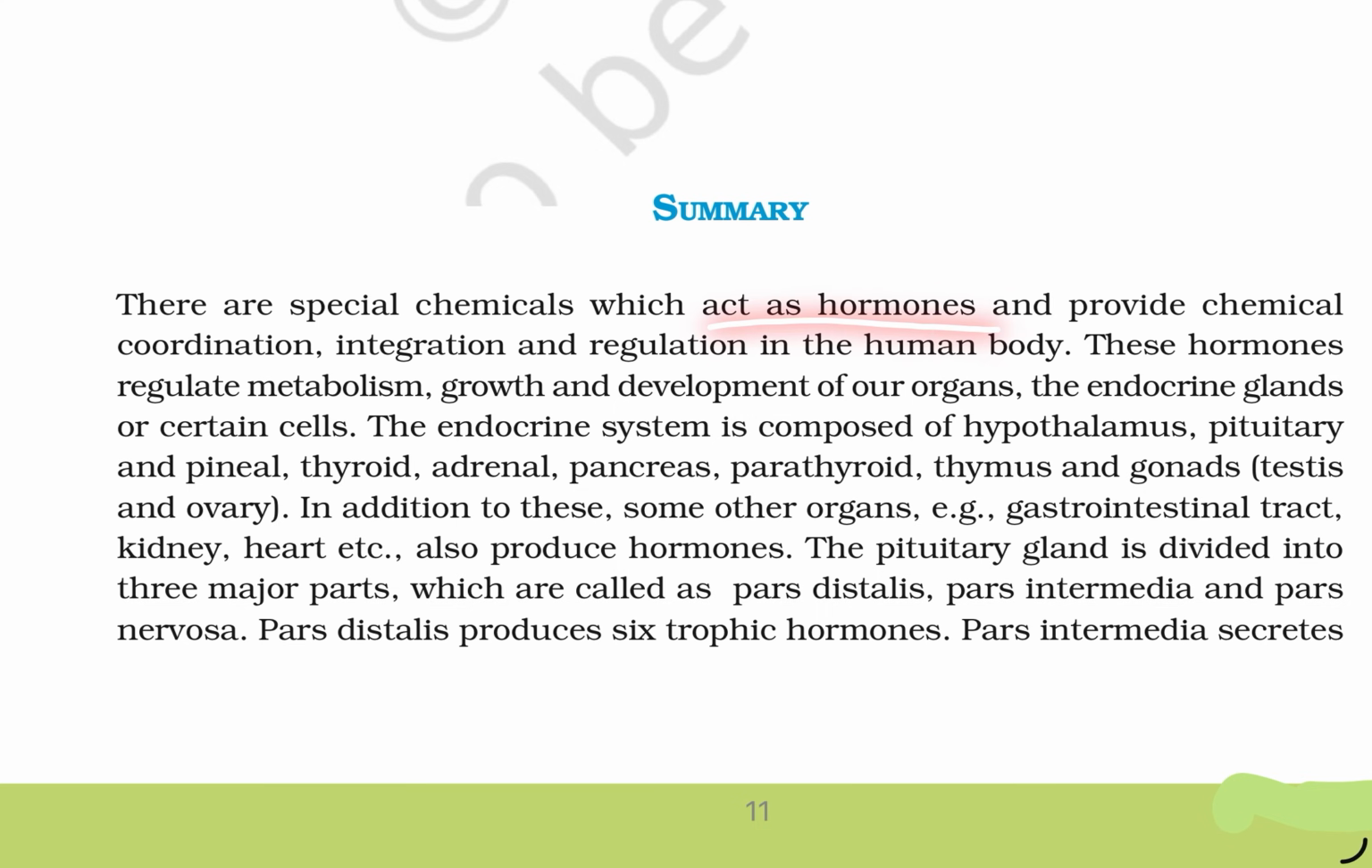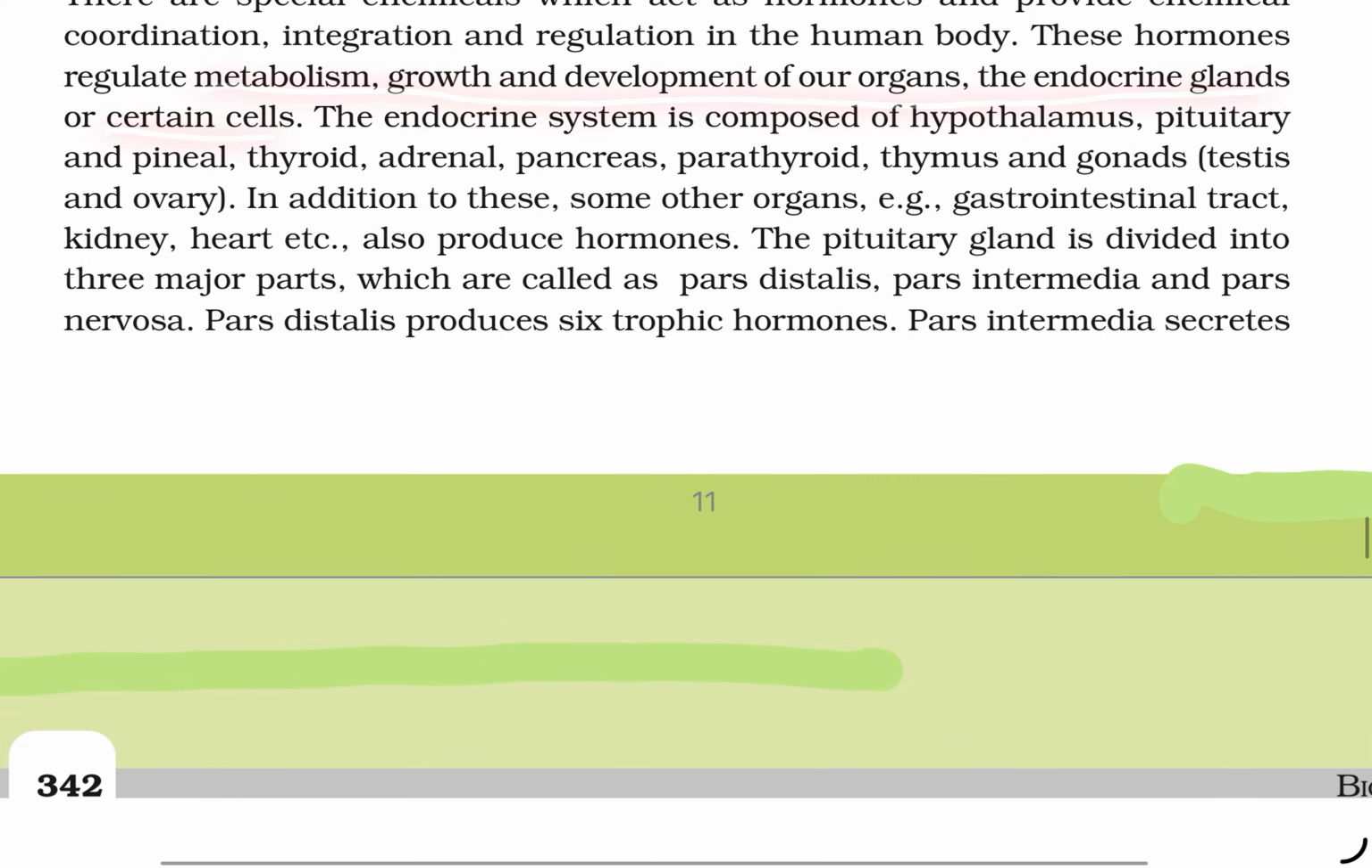Summary: there are several chemicals which act as hormones and provide chemical coordination, integration and regulation in the human body. These hormones regulate metabolism, growth and development of organs. Endocrine glands are certain cells. The endocrine system is composed of the hypothalamus, pituitary, pineal, thyroid, adrenal, pancreas, parathyroid, thymus and gonads, testis and ovary. In addition, some organs such as the gastrointestinal tract, kidney and heart also produce hormones.